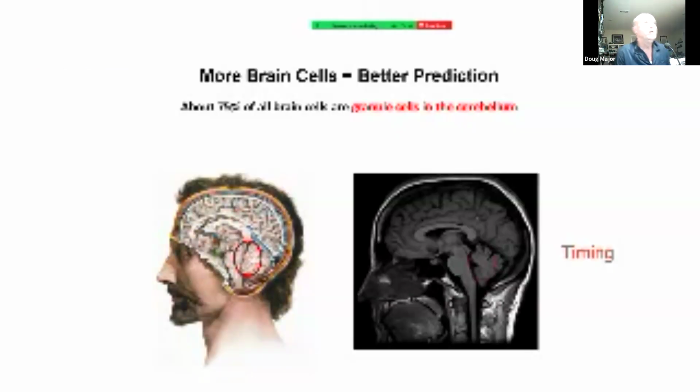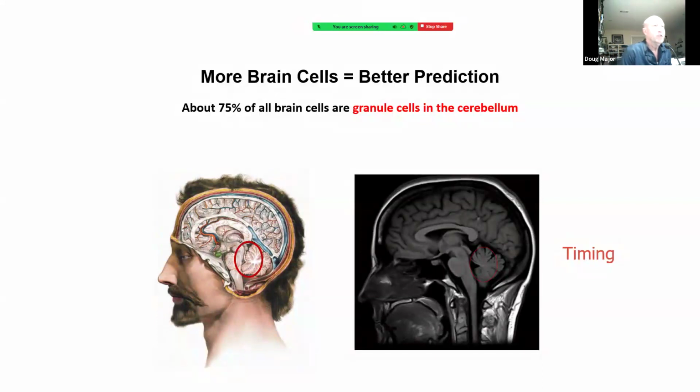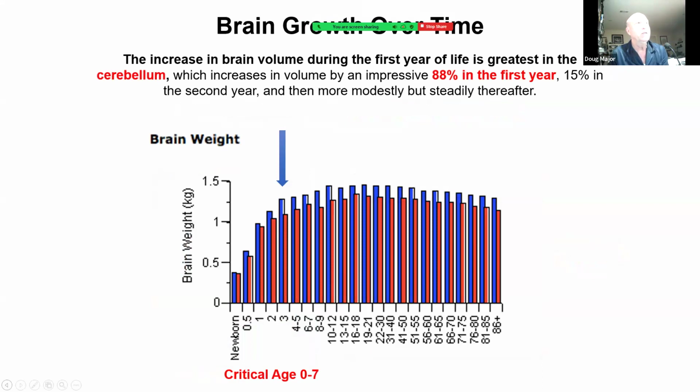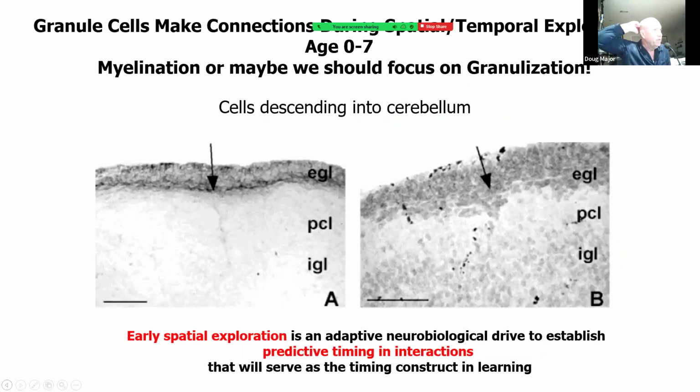So as Jan was saying, more brain cells mean better prediction, and there are all different numbers, but 70% of all brain cells are granule cells in the cerebellum. And the cerebellum grows an impressive 88% the first year as it's learning, and these granule cells descend and connect during that early exploration time. As developmental optometrists, this is so important, as they predict timing and space based on spatial errors.